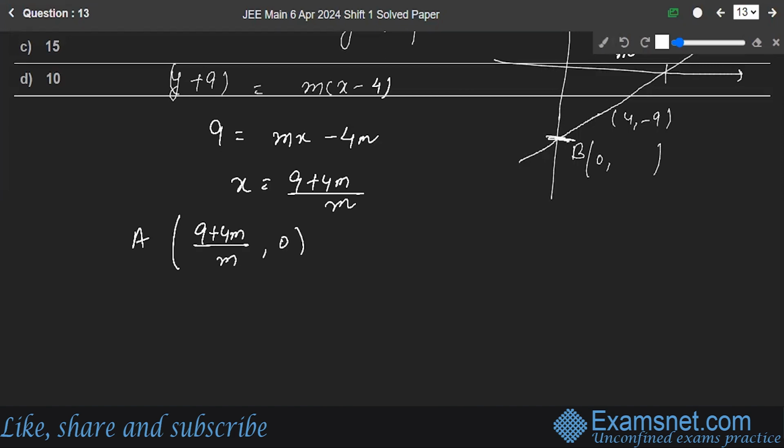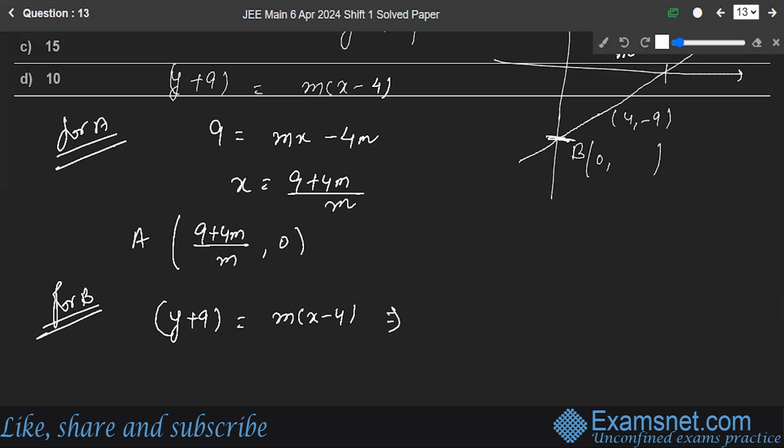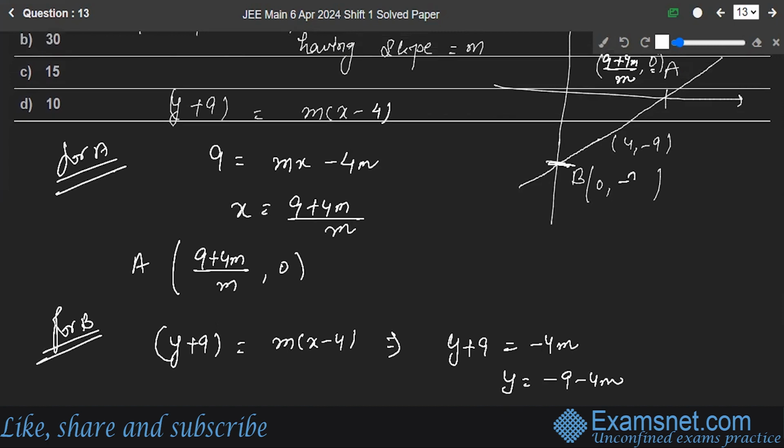Let's find out B. So y plus 9 is equal to m into x minus 4. This is for finding B and that was for A. Right, so let's put x equal to 0. You will have y plus 9 is equal to minus 4m, or y will be equal to minus 9 minus 4m. This is the B point, minus 9 minus 4m. And this is your origin, 0, 0 coordinates.